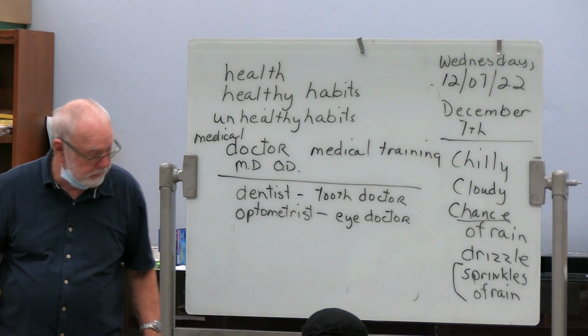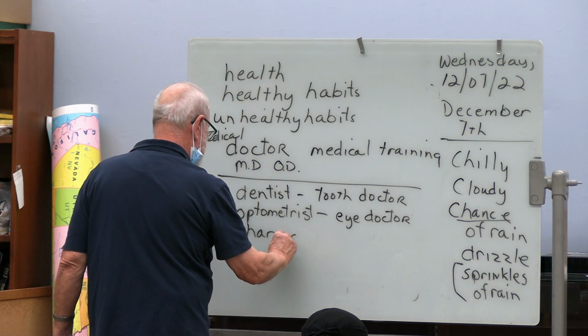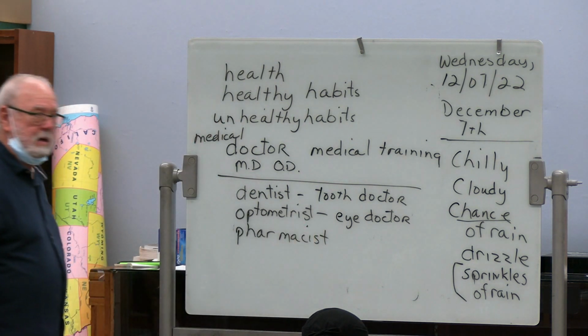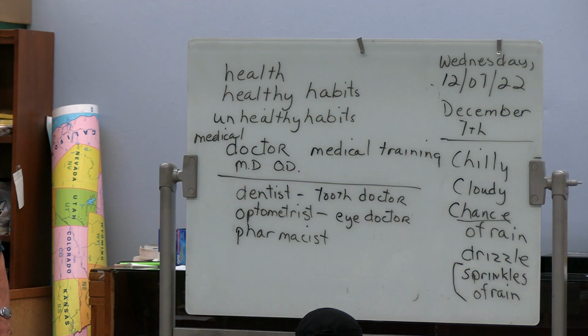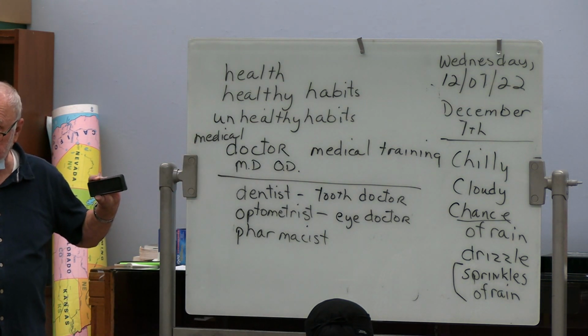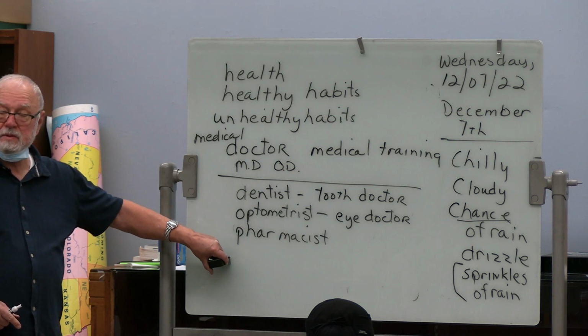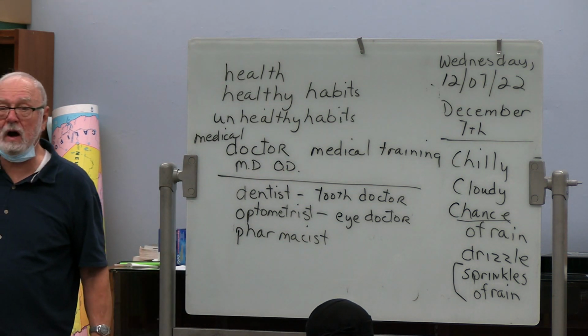Is there another one here? What's this one? Pharmacist. What is a pharmacist? Medicine. They give you the appropriate medicine. So in order to get medicine from your doctor, you have a prescription. Remember from yesterday? A prescription is a note from your doctor to your pharmacist. And of course we remember the word pharmacy.